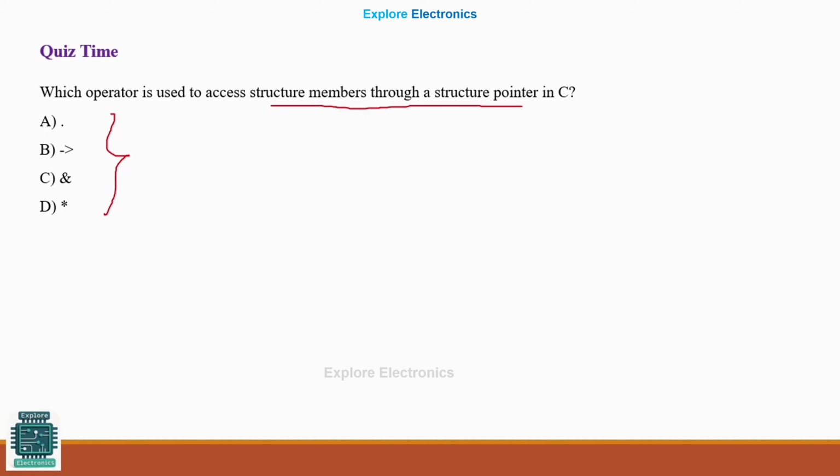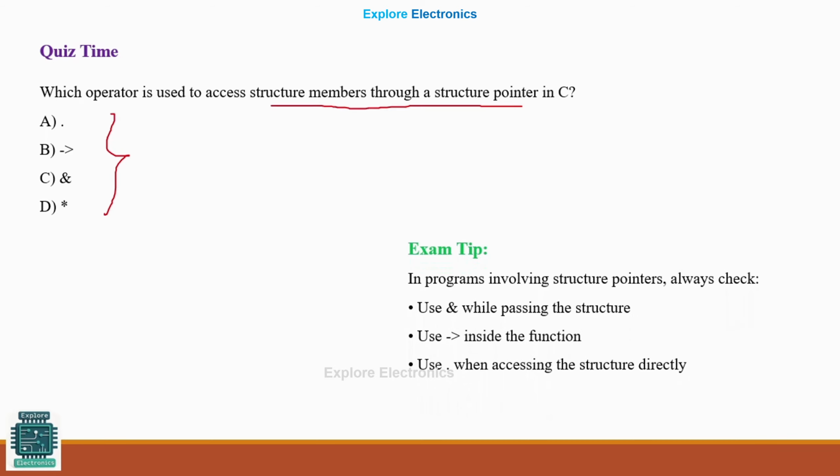And the exam tip for the day: in programs involving structure pointers, always check. You have to use the ampersand when you pass the structure, you have to use the arrow inside the function, and the dot when accessing the structure directly. This is a simple exam tip for the day.